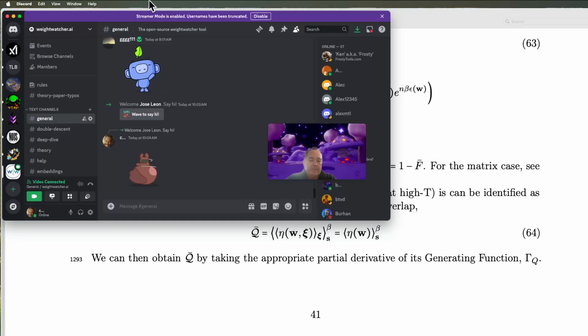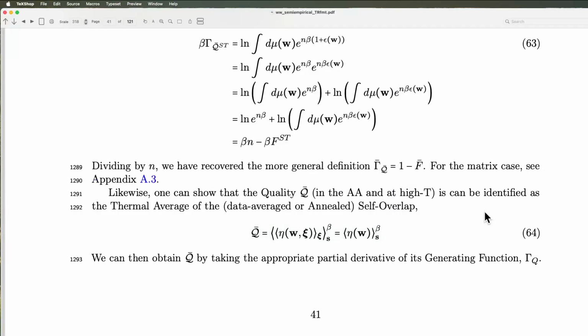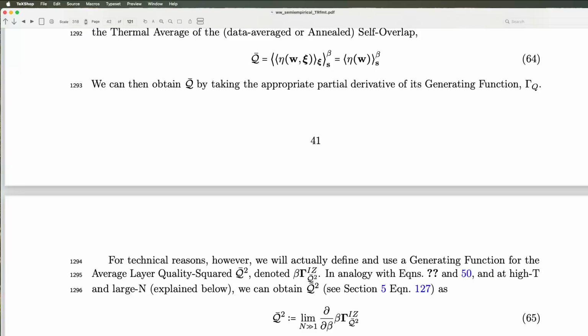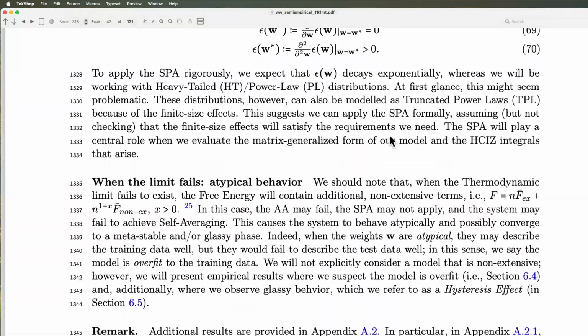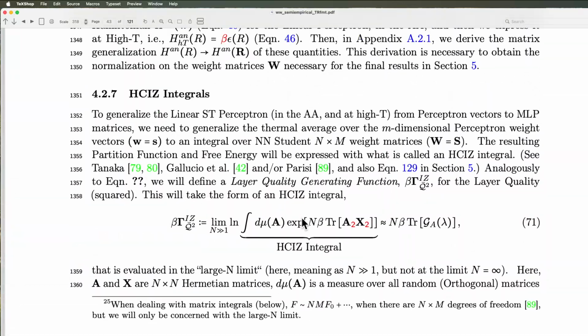And then another question: why are you using this student-teacher neural network? It's just a tool to get to a more general multi-layer perceptron later on. The student-teacher model allows us to formulate the problem in terms of this HCIZ integral.